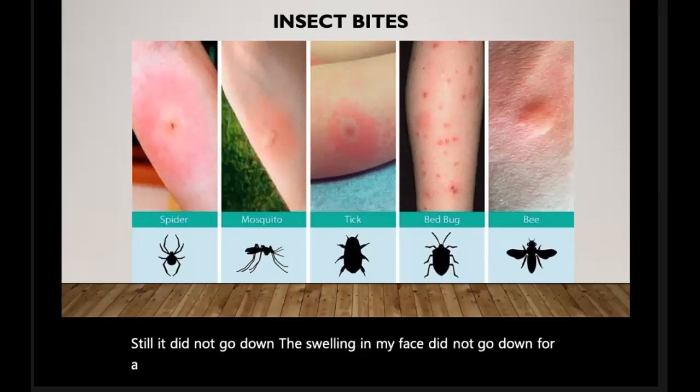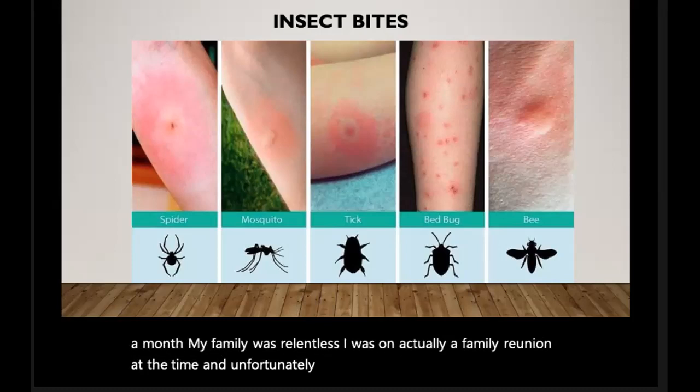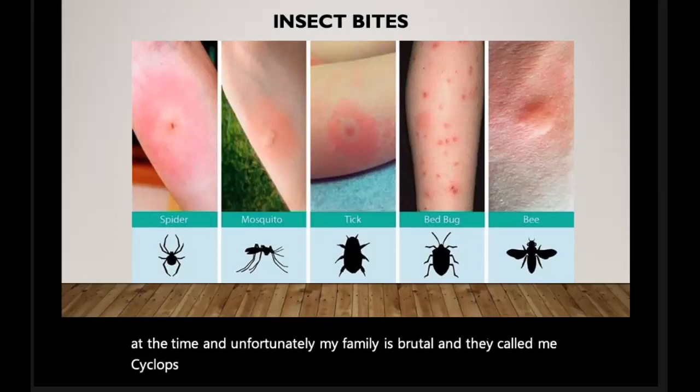My family was relentless. I was at a family reunion at the time, and unfortunately, my family is brutal, and they called me Cyclops the entire time because I was so swollen. But it was a good laugh for everybody.